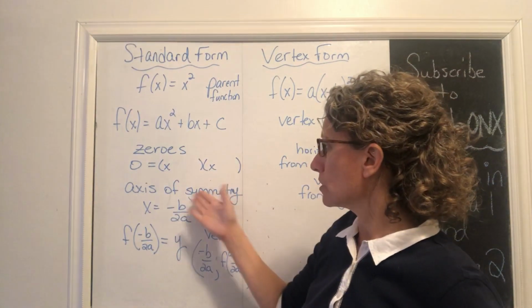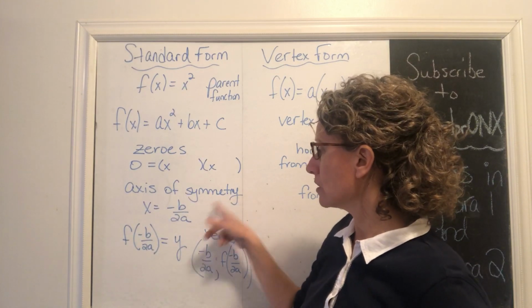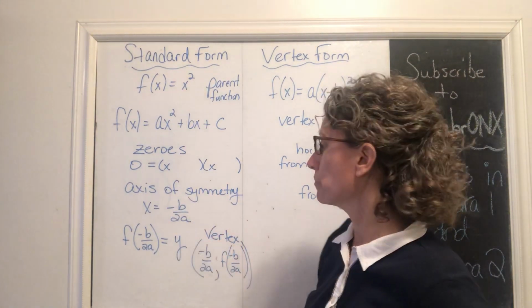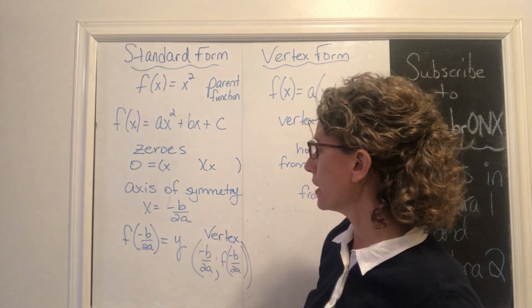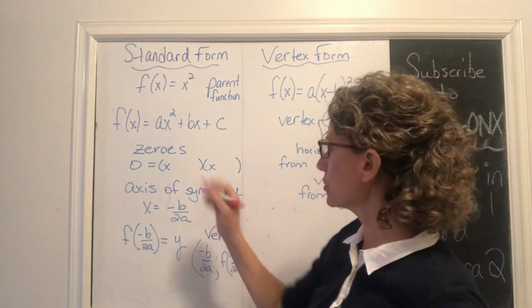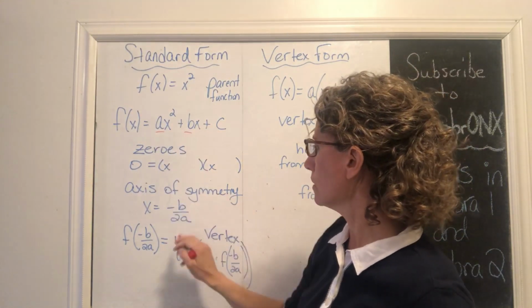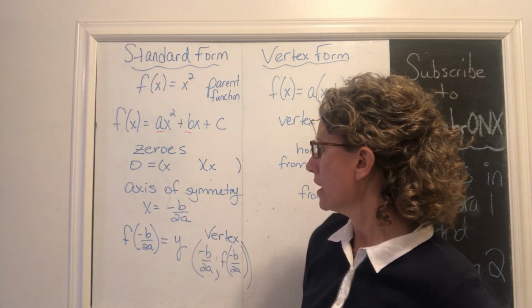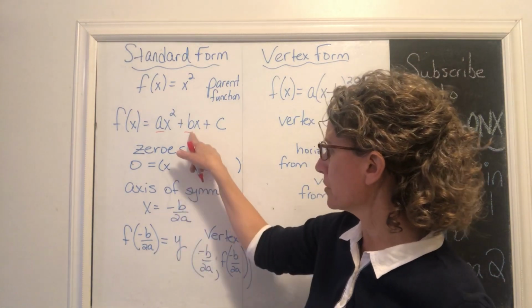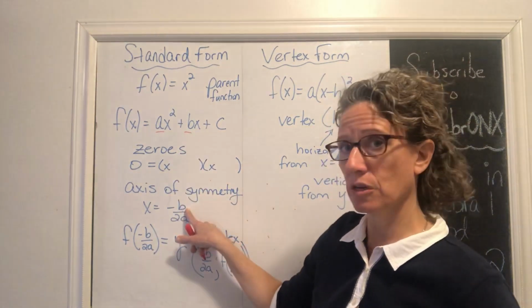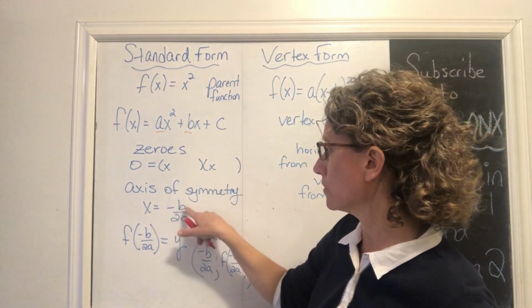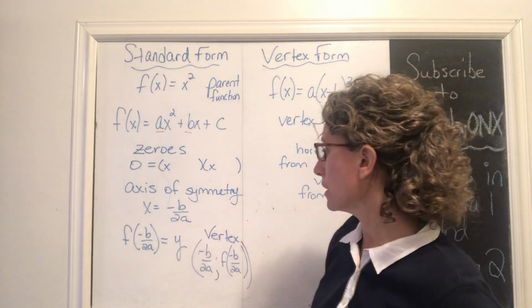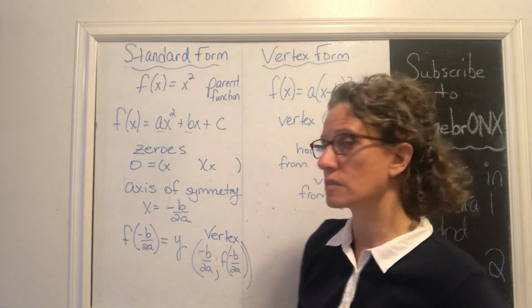Other things we can do with this form is use this little formula for the axis of symmetry: x equals negative b over 2a. You take the coefficients a and b, plug them in here, and negate the b. So if b is negative already, it's going to be positive here, and if it's positive here, it's going to be negative here. Divide by 2a, and that gives you the axis of symmetry.